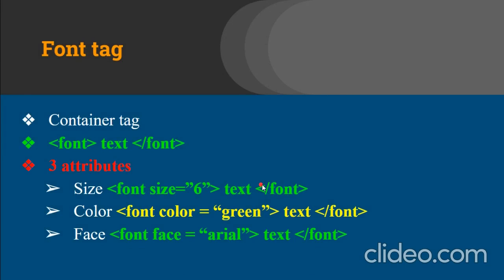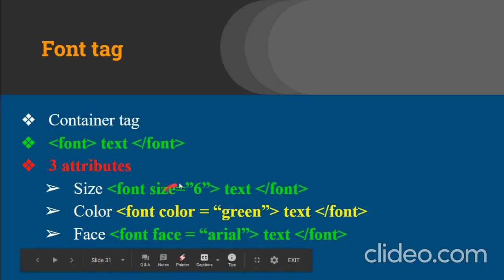Font tag. What is a font? Font is regarding the text, the size of the text, the kind of font you use, the name of the font you use, the color, everything is called font, and comes under the font tag. So this container tag has both opening and closing. It has 3 main attributes for font: size, color and face. Face is the name of the font.